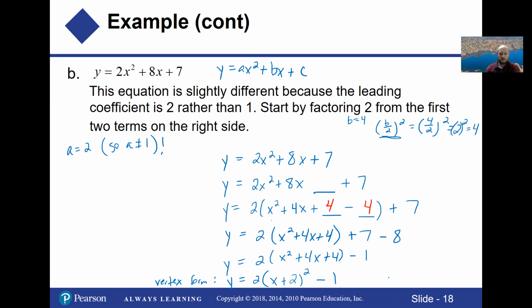And what is the vertex? Well, x plus 2 would mean I'm going to the left 2. So it's minus 2 and down 1, negative 1. So negative 2, negative 1 for the vertex.